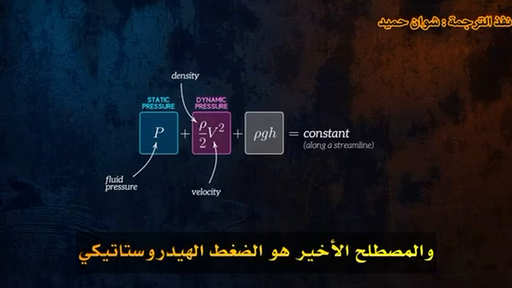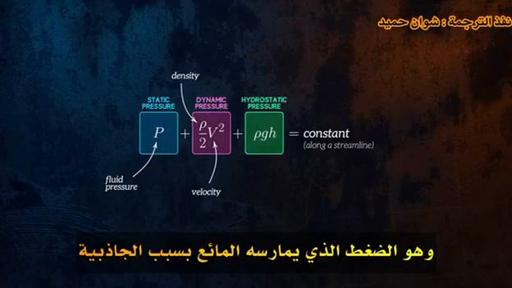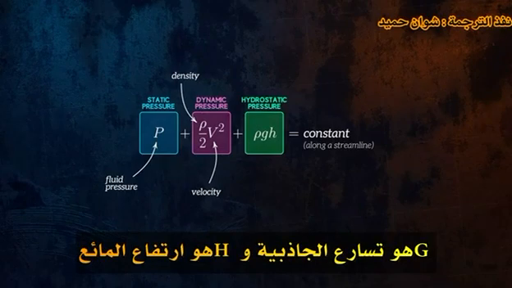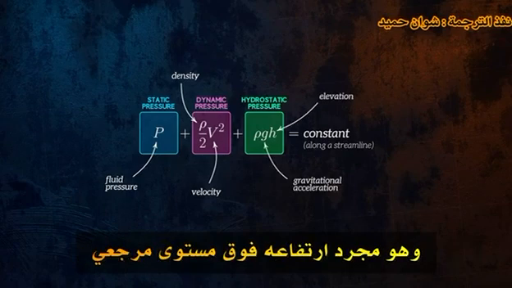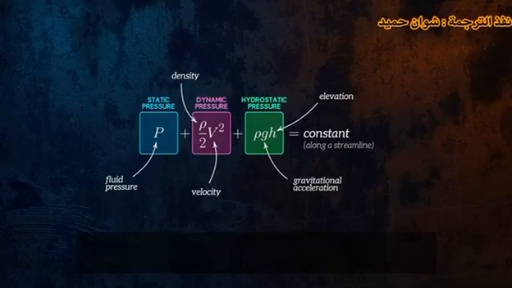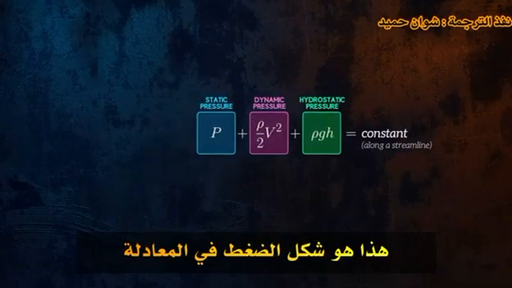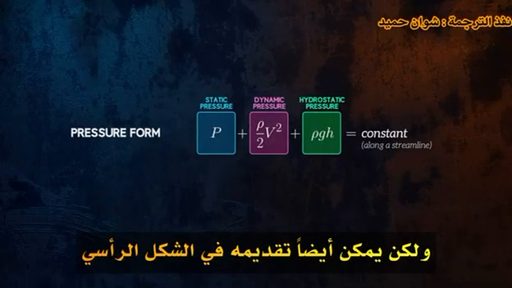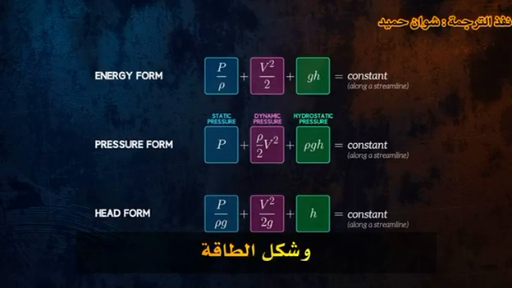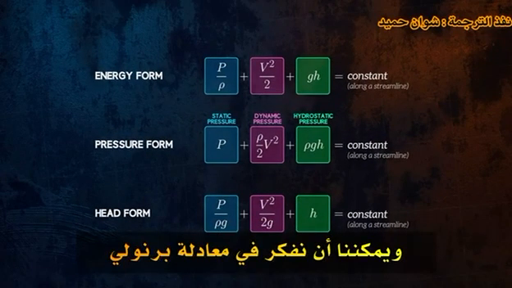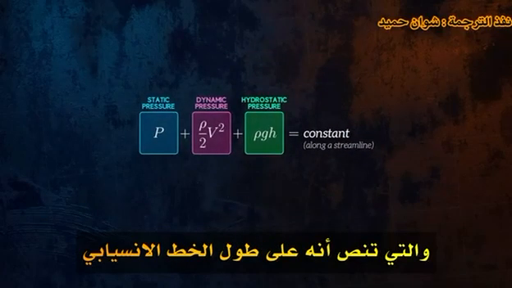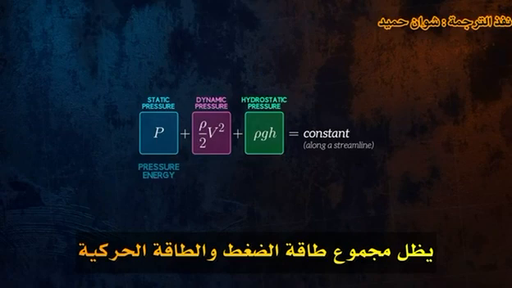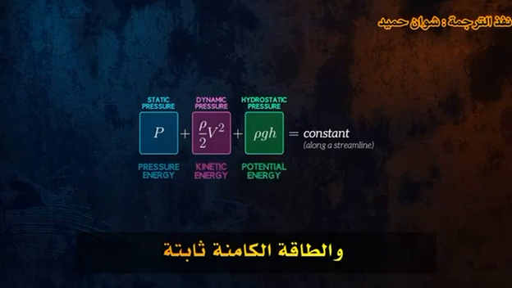And the last term is the hydrostatic pressure, which is the pressure exerted by the fluid due to gravity. G is gravitational acceleration, and H is the elevation of the fluid, which is just its height above a reference level. This is the pressure form of the equation, but it can also be presented in the head form and the energy form. We can think of Bernoulli's equation as a statement of the conservation of energy. It says that along a streamline, the sum of the pressure energy, kinetic energy, and potential energy remains constant.